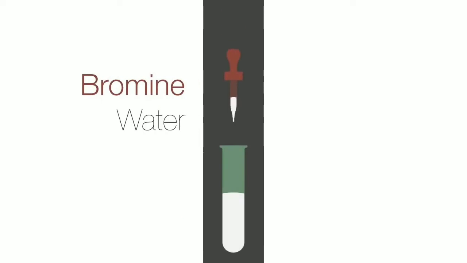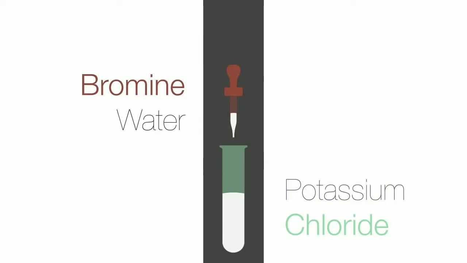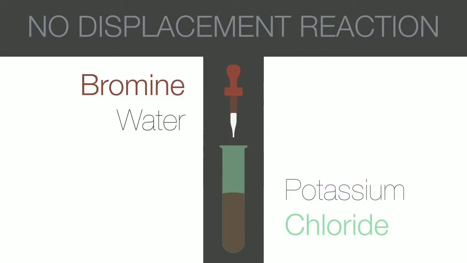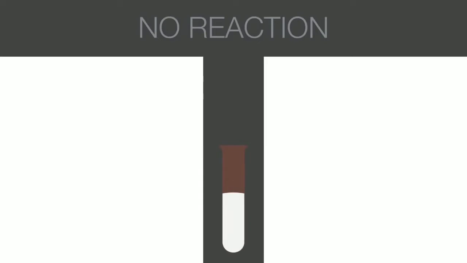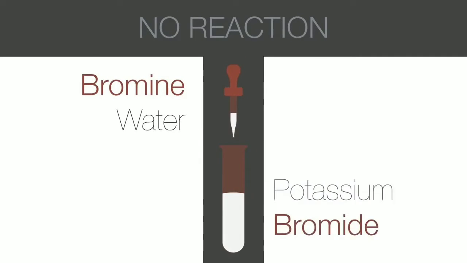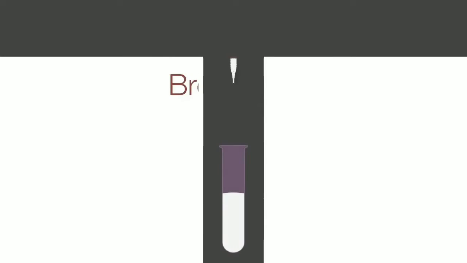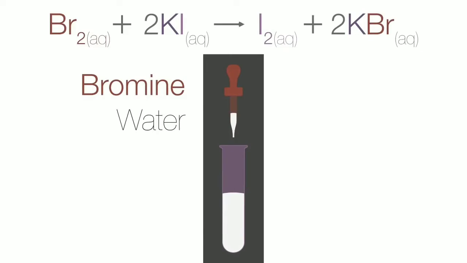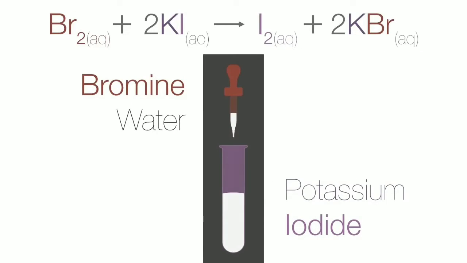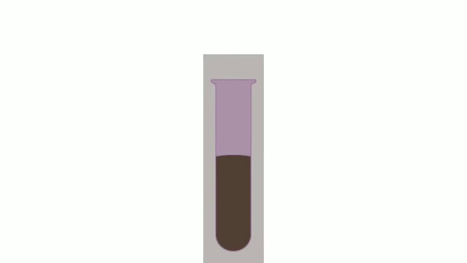When we add bromine water to aqueous potassium chloride, this causes the solution to turn reddish-brown, but no displacement reaction occurs, as bromine is less reactive than chlorine. No reaction occurs when bromine water is added to aqueous potassium bromide. As bromine is more reactive than iodine, it will displace and liberate iodine in potassium iodide. Therefore, a dark brown solution is produced due to the presence of iodine.